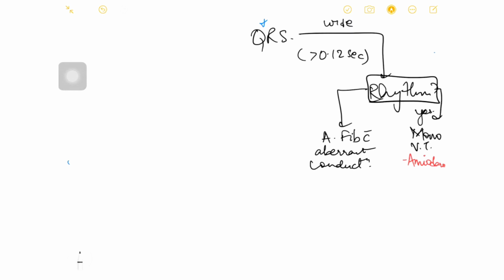Alright, sorry. Atrial fibrillation with aberrant conduction pathway. So the management for that would be all the rhythm control agents, procainamide, ibutilide, or anti-arrhythmics. No questions on that. All right.